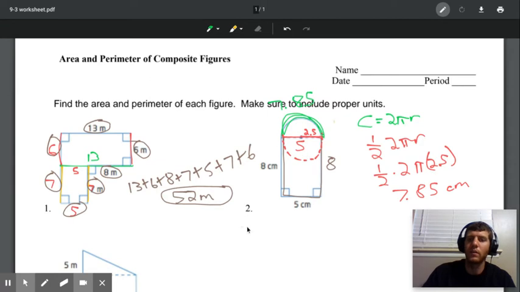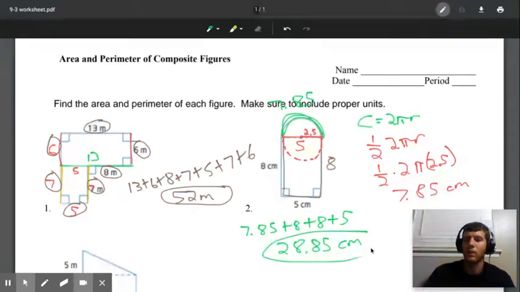So now we have to add them all together. 7.85 plus 8 plus 8 plus 5. All right, so that's going to be 8 plus 8 is 16, plus 5 is 21. 21 plus 7.85, that's going to be 28.85 or 28.9. And our units here would be centimeters because it's just 1 dimension, it's a length. Okay, so we had a rectangle, 8, 5, 8, and then we had to find the length around the circle, so we did half of a circumference, half 2 pi r.